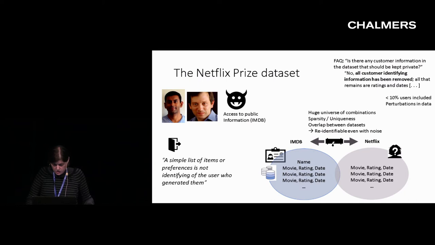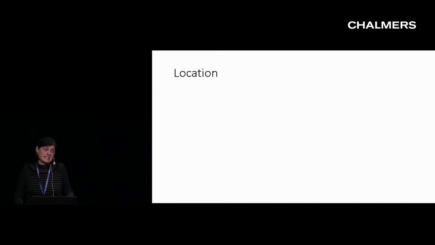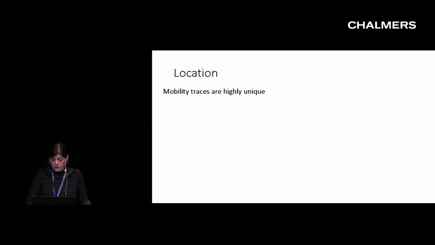So it doesn't stop with preferences. A big area where data anonymization is extremely challenging is location. Human mobility traces are very unique. You go from your home to your work, to your friend's place, to the supermarket, and they are not only unique, they're also very regular. People are animals of habit, and we do more or less the same thing every day.